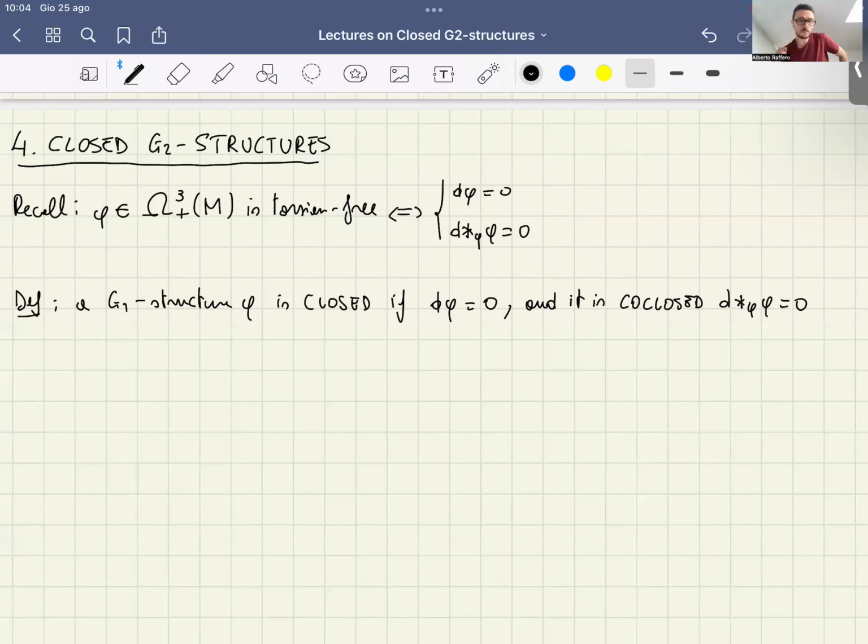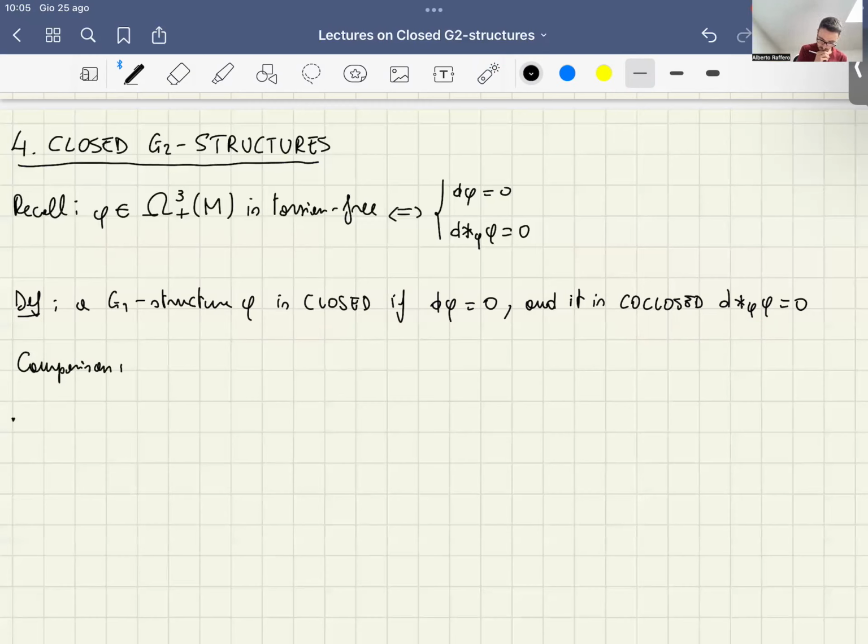So these are two of the possible 16 classes of G2 structures arising from the Fernandez-Gray classification. And of course, they are of particular interest because these two conditions together imply that the G2 structure is torsion-free, and so we have the reduction of the holonomy group. Let's see some comparison between these two conditions here.